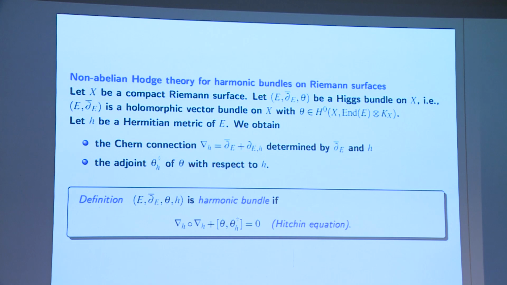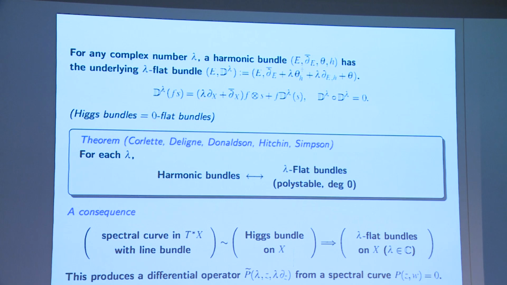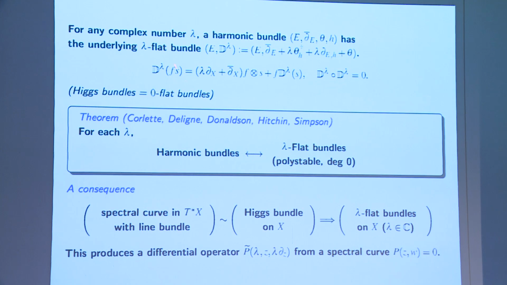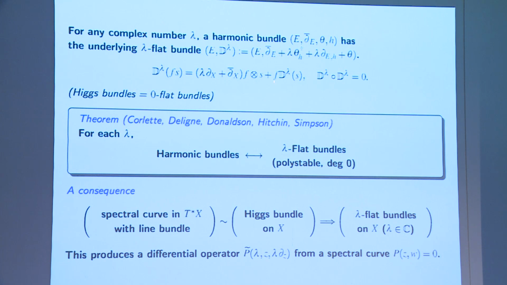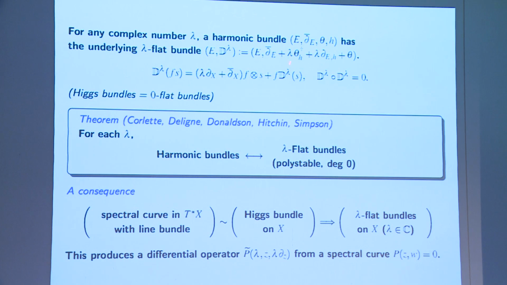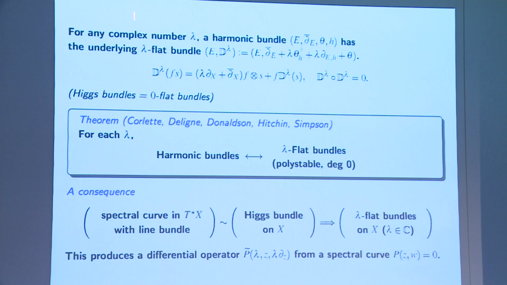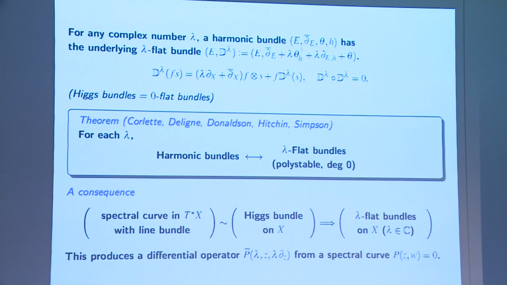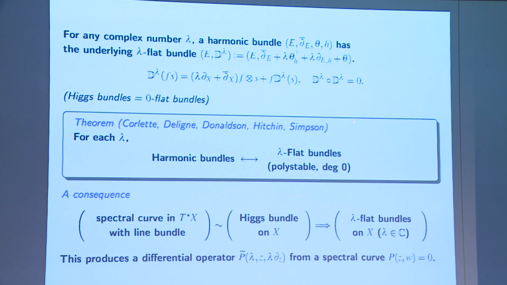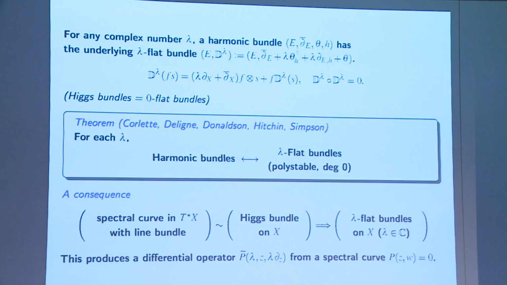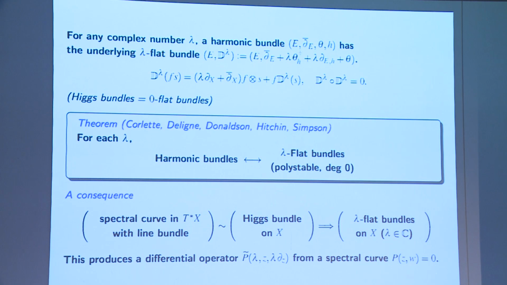Then, very interestingly, a harmonic bundle has a family of lambda flat bundles. For any complex number lambda, we consider the differential operator d lambda, given as the sum of the holomorphic structure plus lambda times the adjoint of the Higgs field, and lambda times the 1,0 part of the Chern connection plus the Higgs field. Then this differential operator satisfies a twisted Leibniz rule. This is very close to the ordinary Leibniz rule, but here we have lambda, so it is called the twisted Leibniz rule. It also satisfies the integrability condition, so this operator is called a flat lambda connection. In this sense, a harmonic bundle has an underlying family of lambda flat bundles parameterized by complex numbers. I won't explain it, but it is extended across lambda equal infinity, and the original Higgs bundle appears at lambda equal zero.